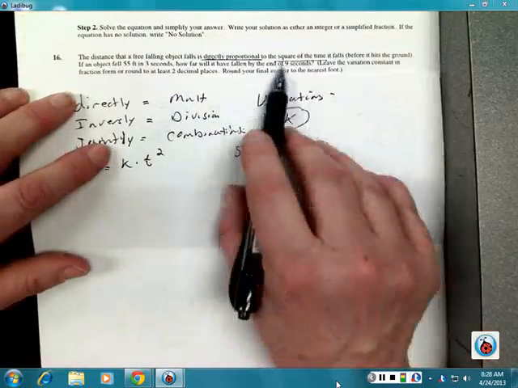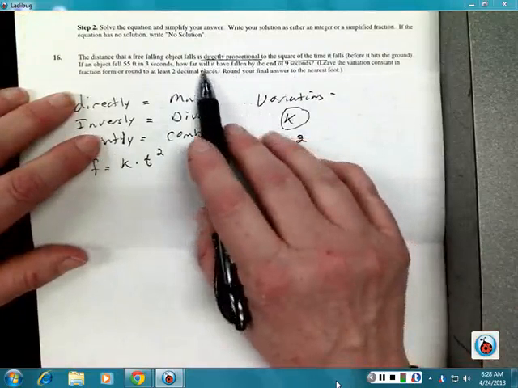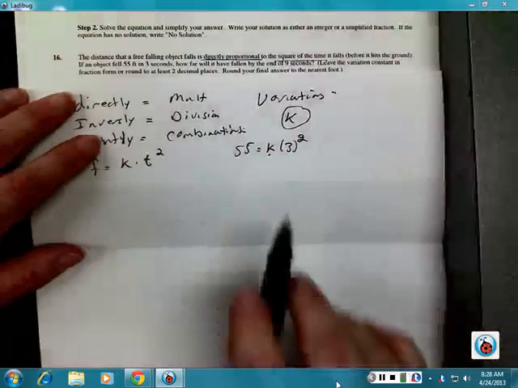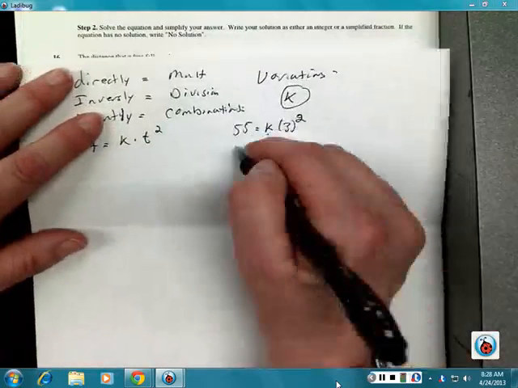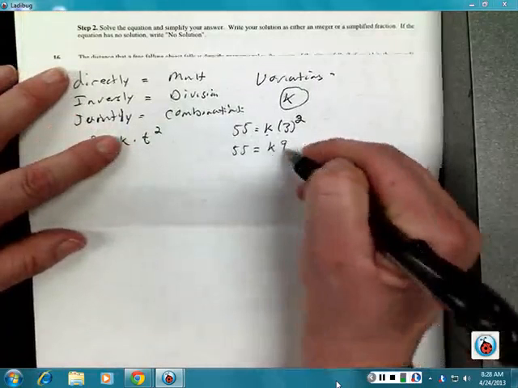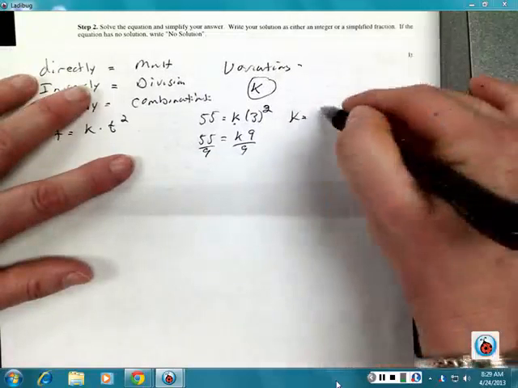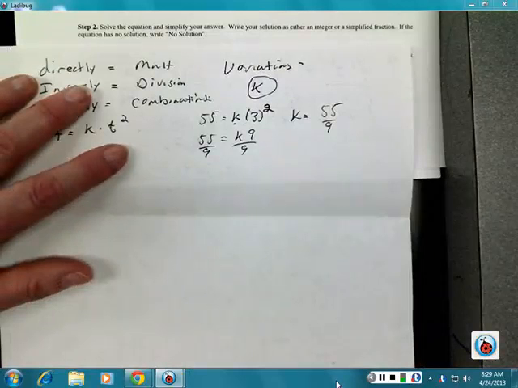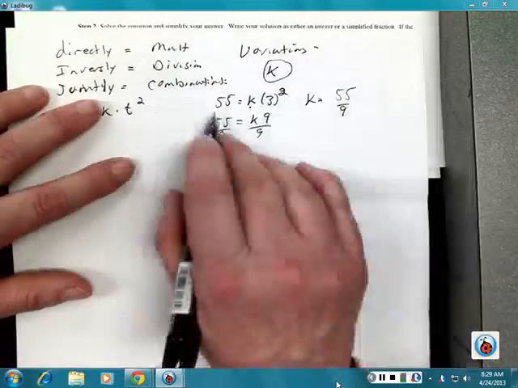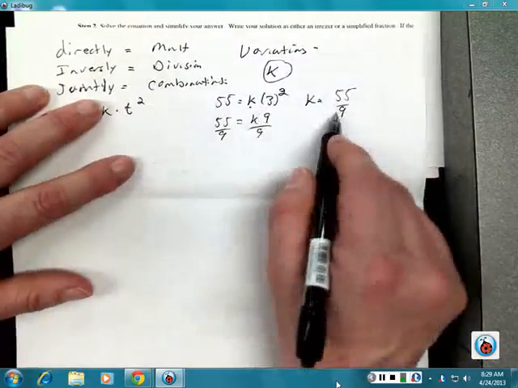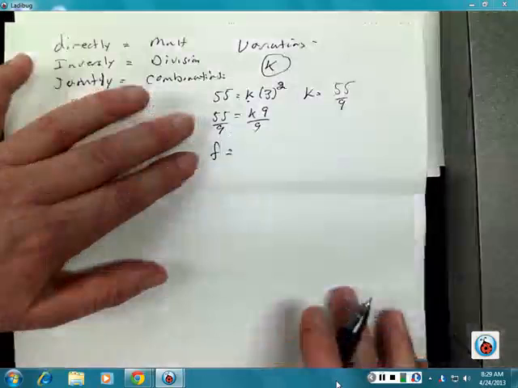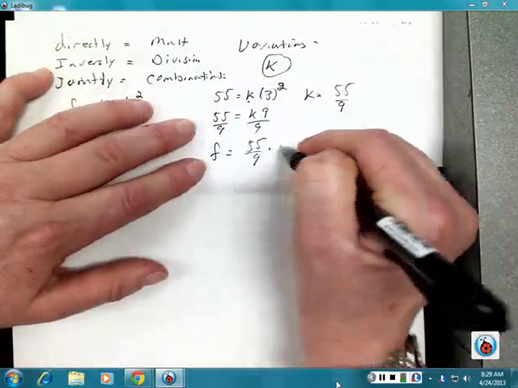How far will it have fallen by the end of 9 seconds? So I have to solve for K. So 55 equals K times 9. Divide by 9. So I find out that K is equal to 55 over 9. So then I have to go back and use my original equation, this one, and put 55 over 9 in for K and put 9 in for my seconds and find out how far it has fallen. So 55 over 9 times 9 squared.